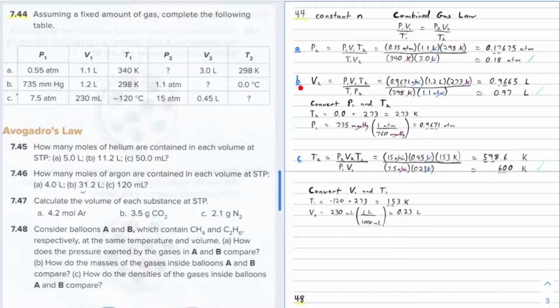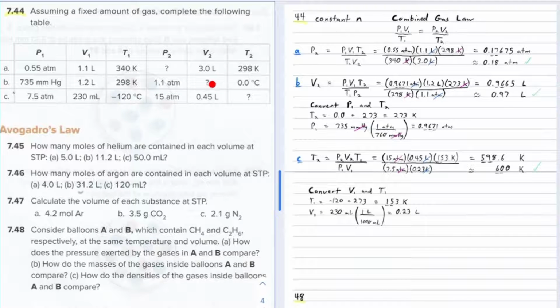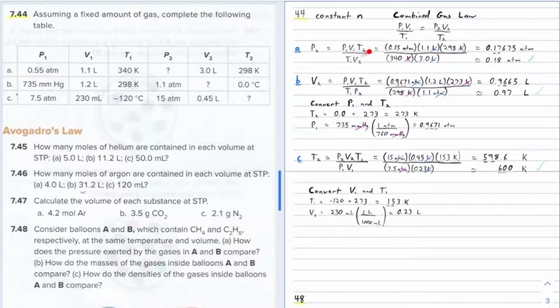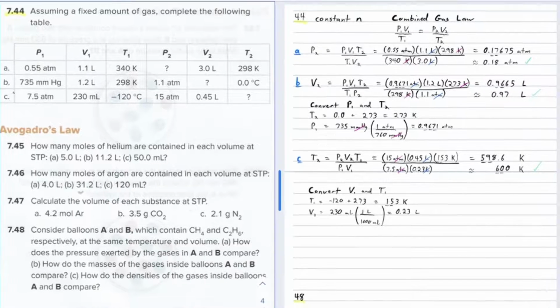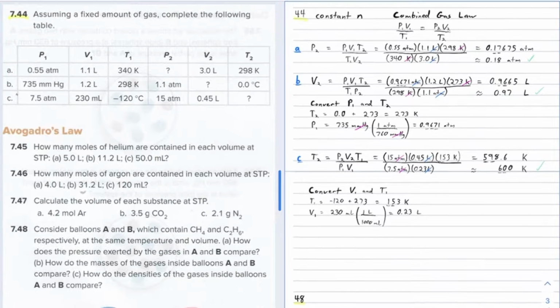For part B, we're looking for V2, and solving the equation for V2, this is what you have. And in this one, we need to convert this to Kelvin. We need to convert T2 to Kelvin, and we got to match up the pressure units. So let's just convert P1 over to atmosphere. So let's fix P1 and T2. First, T2, you take that 0 Celsius, add 273, that's 273 Kelvin.